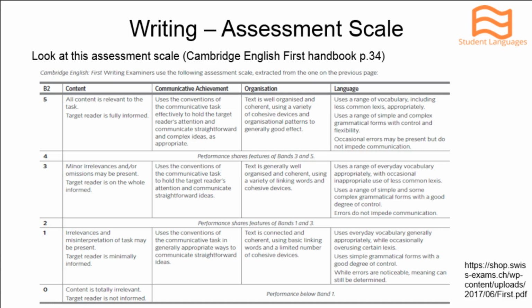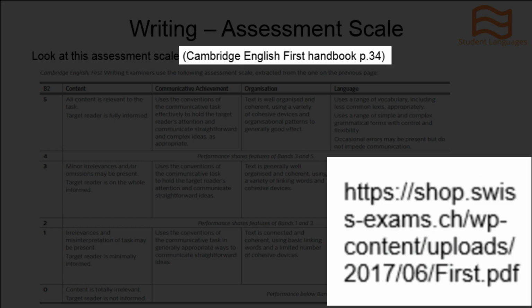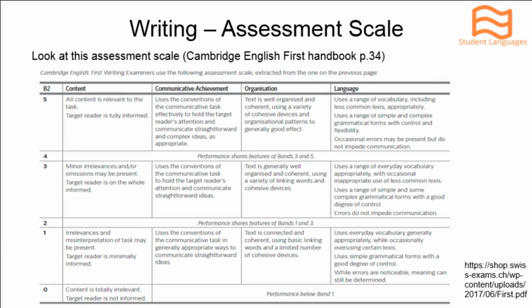Okay. Now, this is an assessment scale. So here we can see that the examiners base each of the 4 criteria on a scale of 0 to 5. 5 being good and 0 being bad. And if you want to read this in more detail now, you can go to this link, type that into your web browser, and you'll find this on page 34. But we will be looking at this in more detail in the next lesson.